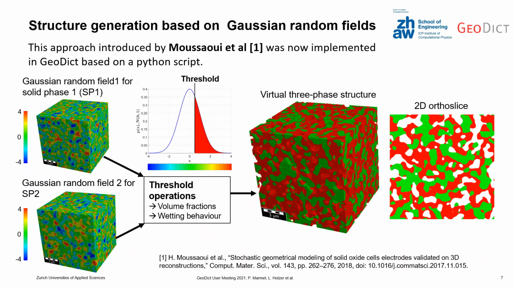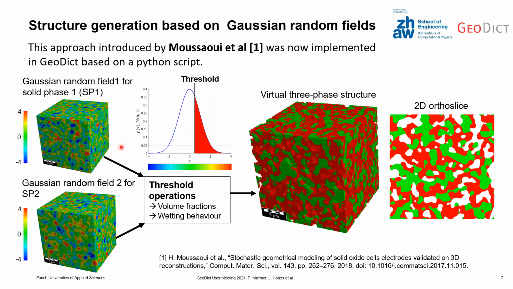This Gaussian random field approach for the structure generation of SOFC electrodes was introduced by Musao et al., and we now implemented it in GeoDict in order to have the full workflow with structure generation and characterization within one software. For this approach, you start with two Gaussian random fields, one for each solid phase. First, what is a Gaussian random field?